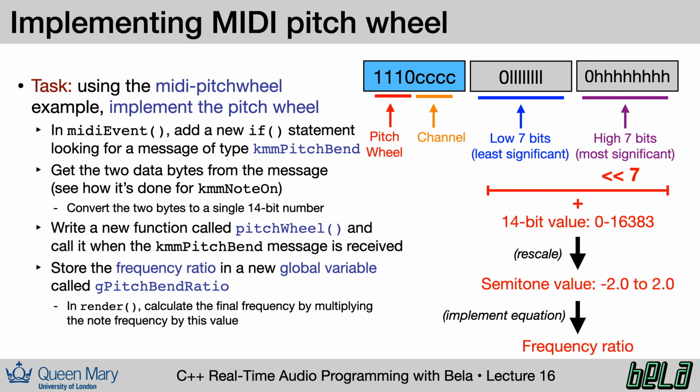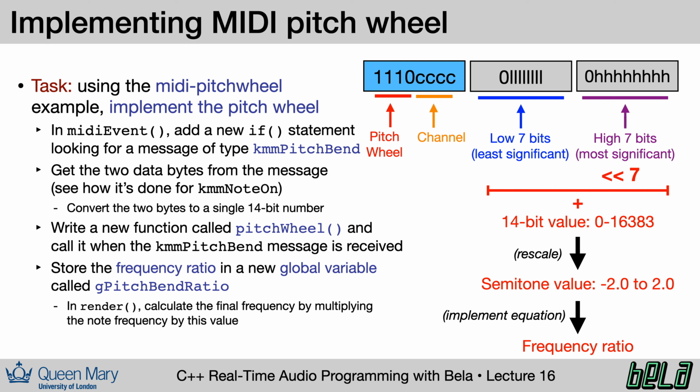In the companion materials, you'll find a project called MIDI Pitch Wheel. This implements essentially where we got to at the end of Lecture 15, except that I've changed it to use the MIDI callback API rather than processing the MIDI messages inside of render. Therefore, all of the MIDI messages are handled inside of a function called MIDI event, which is called by the Bela system whenever a new MIDI message arrives. What you need to do in this task is add a new if statement to detect messages of type kMM pitch bend. These are the pitch wheel messages.